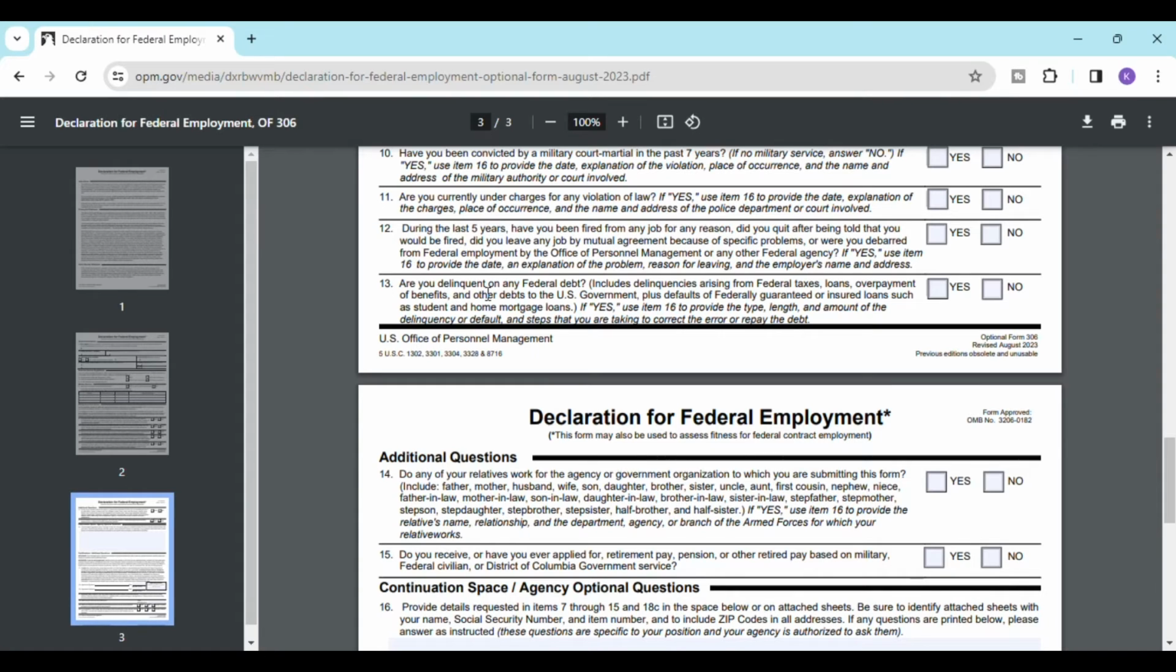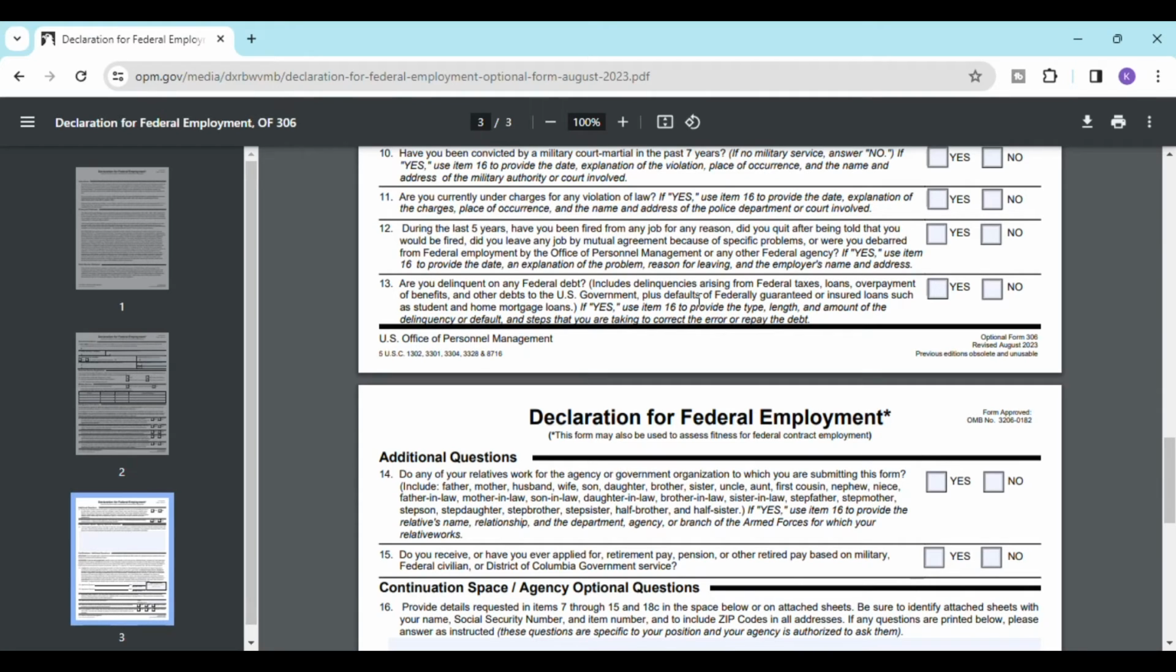Now 13, this one I get a lot of questions about. Are you delinquent on any federal debt? And it explains what that could be. So if it's going to be your federal taxes or loans or any overpayment of benefits or any other debts to the federal government, defaults on federally guaranteed or insured loans such as student loans and home mortgage loans. So you would want to answer yes if that's the case. So, if you owe back taxes or if you're in default on your student loans, you would want to explain all that. And it's not automatically disqualifying.